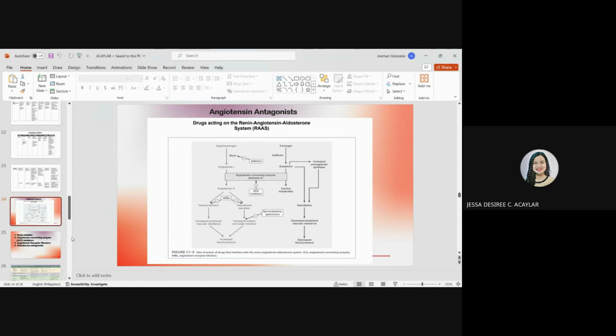So, ito po siya, yung RAAS po. Kung i-summarize ko po, reduced renal arterial pressure, sympathetic neural stimulation, and reduced sodium delivery in the kidneys causes renin release from the kidney cortex. The renin converts angiotensinogen to angiotensin 1. Dito po tayo nagsa-start sa may ibabaw po ng part.